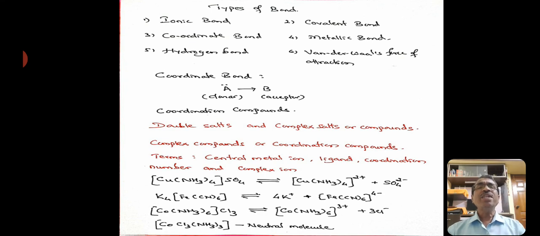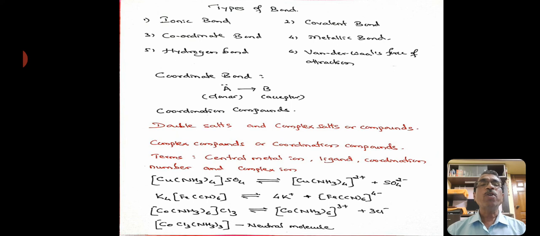Now coming to another term called the complex ion. A complex ion is a charged ion containing a central metal ion and a known number of ligands, and this complex ion is always written in square brackets. In cuprammonium sulfate, [Cu(NH3)4]2+ is the complex ion. This complex ion is a cation because it carries a positive charge.